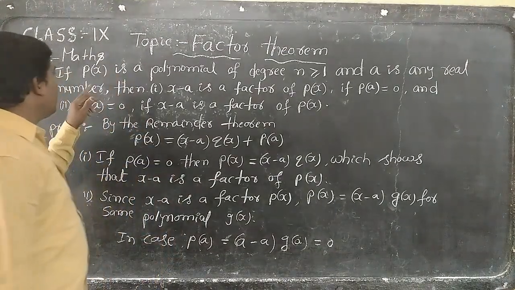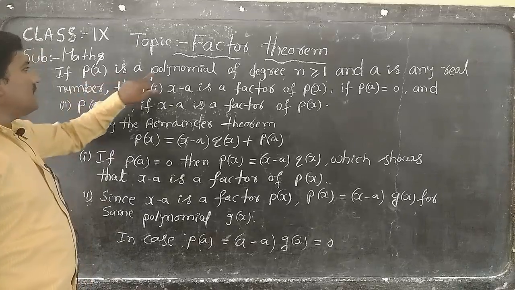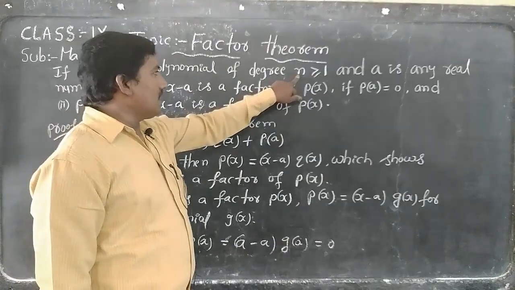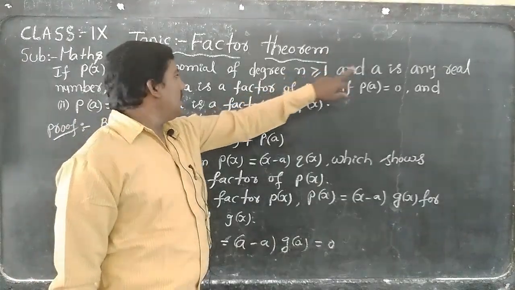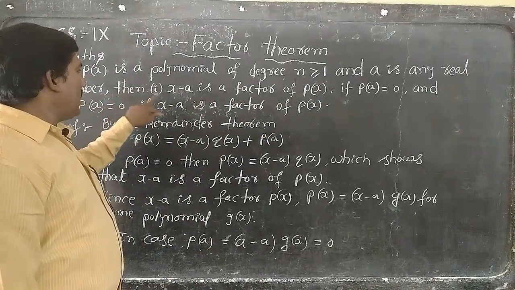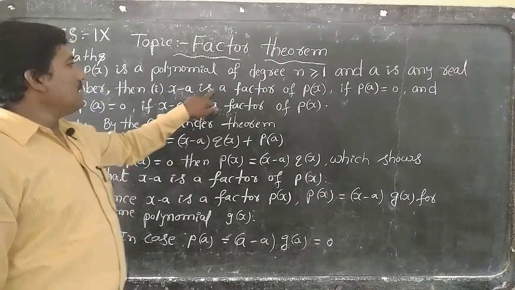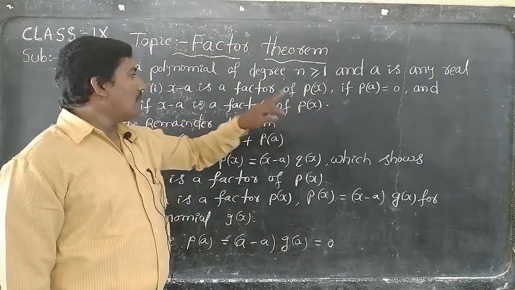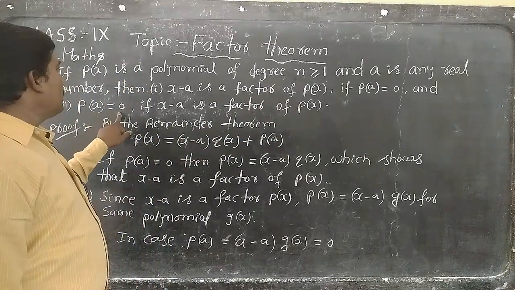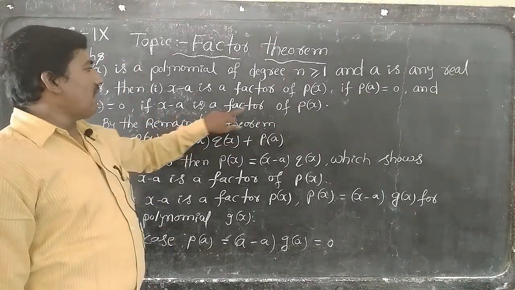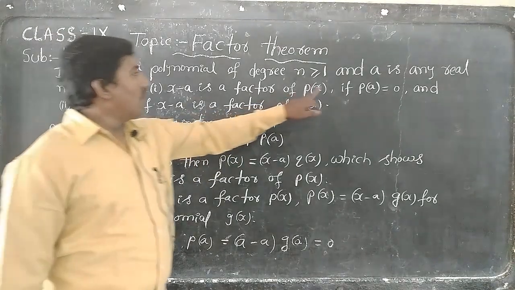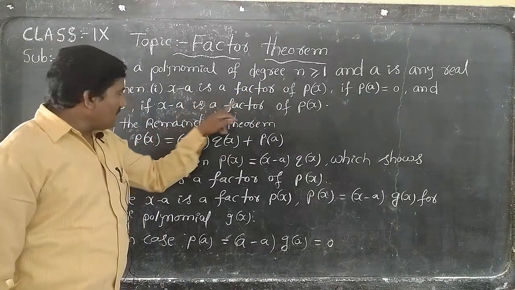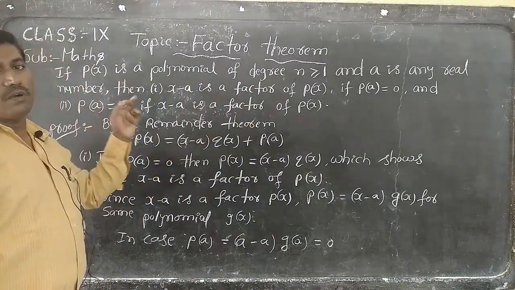See here the statement they have given: if p of x is a polynomial of degree n greater than or equal to 1 and a is any real number, then x minus a is a factor of p of x if p of a is equal to 0, and p of a is equal to 0 if x minus a is a factor of p of x. See, p of a is equal to 0, then x minus a is a factor. Here x minus a is a factor, then p of a is equal to 0, the opposite.